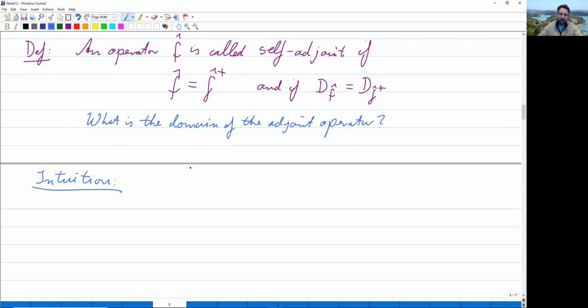Intuition is this. Remember that when we write such a matrix element, phi, q hat, psi, where q hat is an absolutely arbitrary operator, it could be an observable, it may not be, it could be unitary, could be self-adjoint, could be anything, any operator.